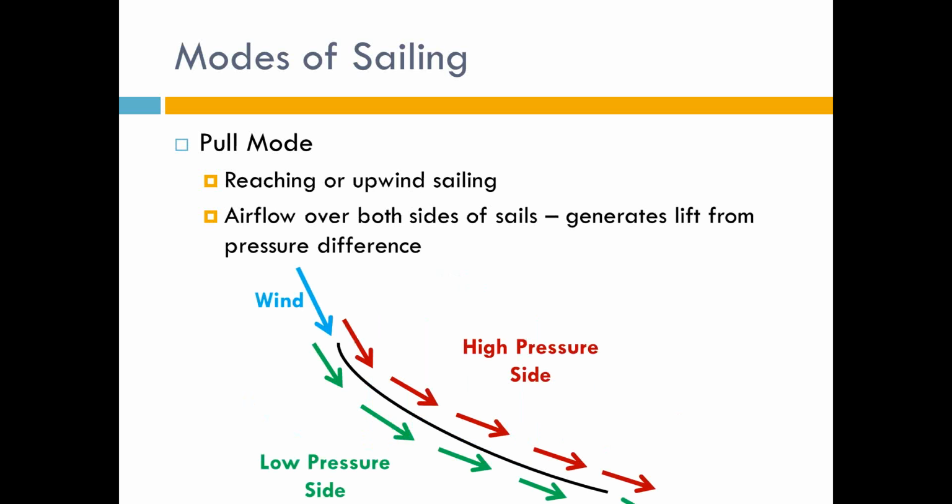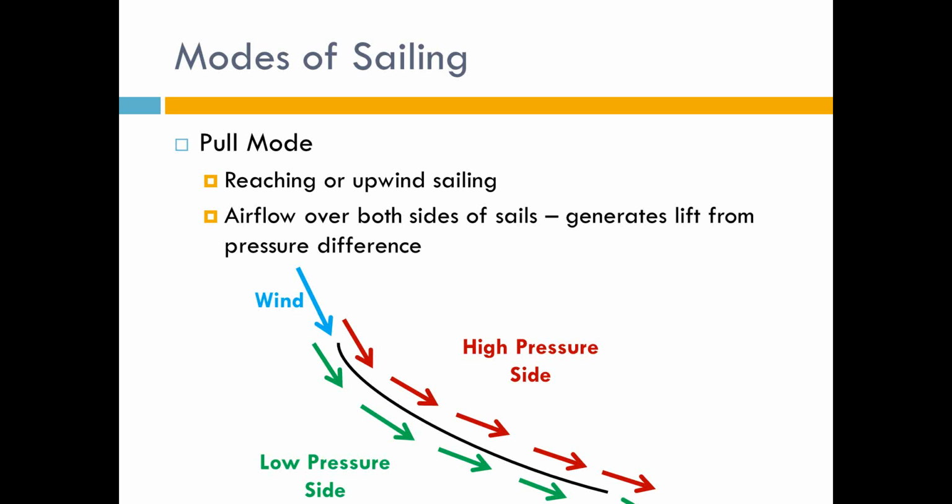But now we'll go into pull mode. Hopefully everyone can see this slide. Okay, so now we'll go into pull mode, which is going to be in your reaching and your upwind sailing. So now if you put your hand out the car window and instead of putting your thumb straight up, you kind of angled your hand a little bit, now you can feel that your hand wants to pull up. So lift is being generated, and that's what's happening in pull mode.